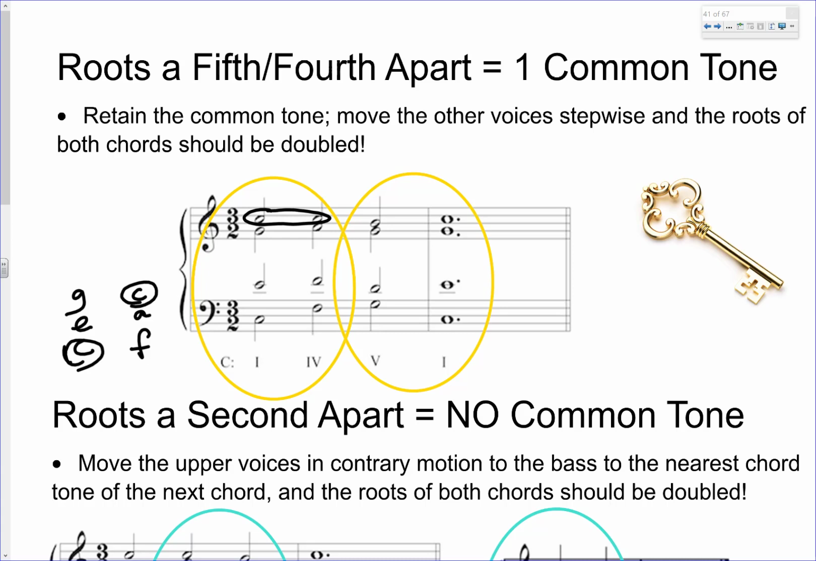Then you'll need to move the other voices stepwise, and the roots of both chords should be doubled, and it's just that simple. The alto is moving stepwise from G to the nearest chord tone in the next chord, which is A. The tenor is on an E, moving stepwise to the nearest chord tone, which is an F.